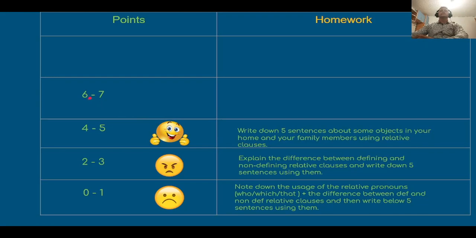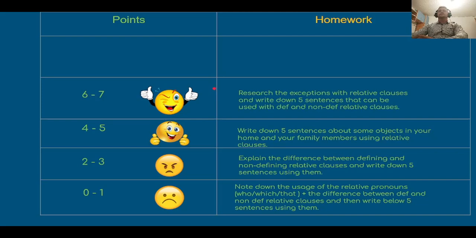For those who got 6 to 7 points, you probably feel the joy of getting most of the answers correct, and that's how it should be. So you're probably struggling only with the exceptions. Since you got most of the answers right, your job will be to research the exceptions with relative clauses and write down 5 sentences that can be used with the defining and the non-defining relative clause, as we had with the last sentence with the ring.